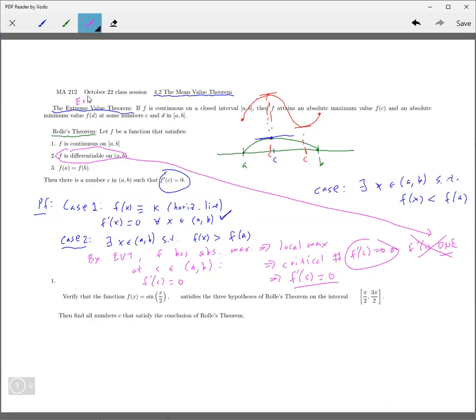Okay, so enough with that. Let's look at exercise number 1. Verify that this function satisfies the 3 hypotheses of Rolle's theorem on this interval. So number 1, it's continuous. It's a trigonometric function, and it's continuous on its domain, so this is continuous everywhere.